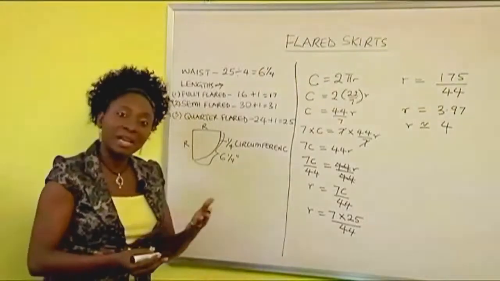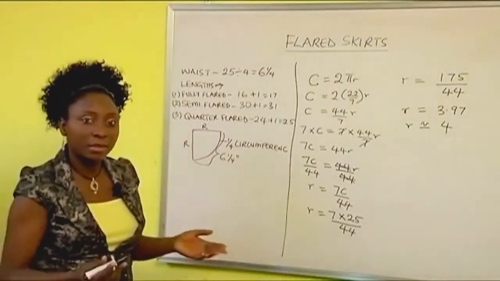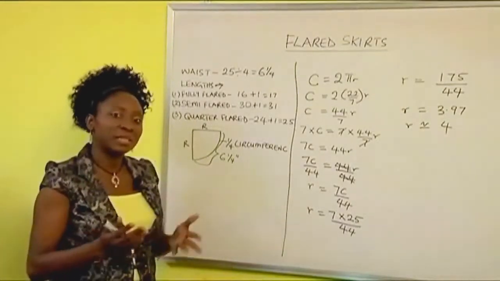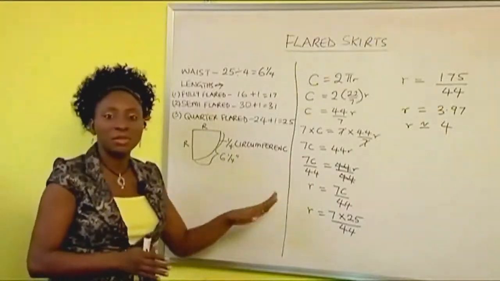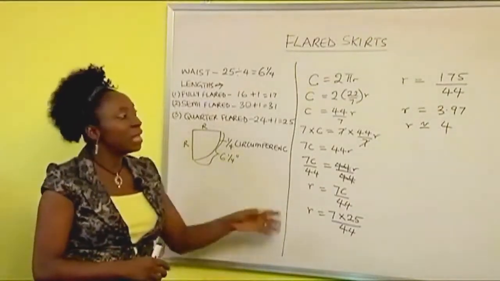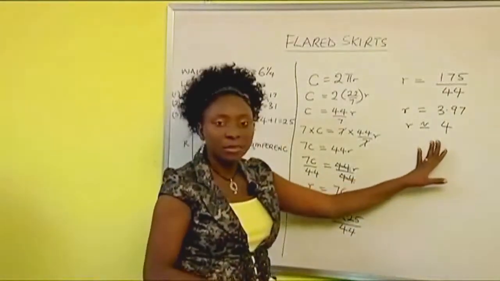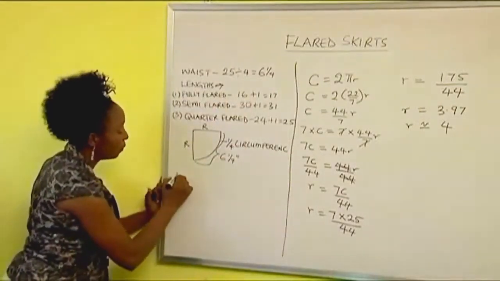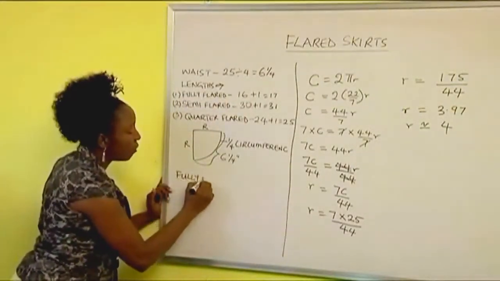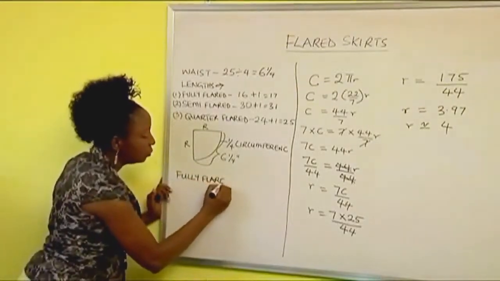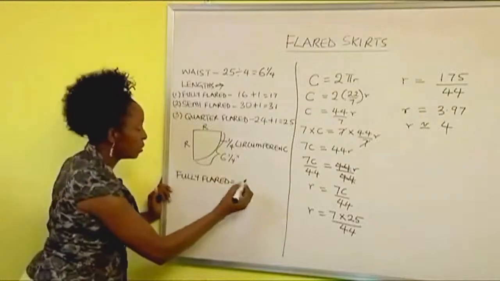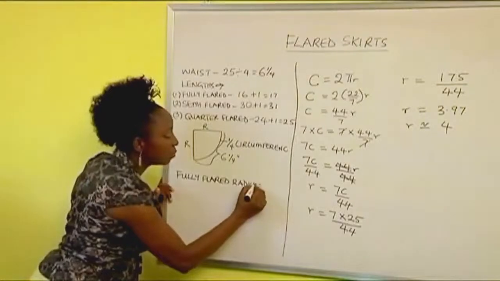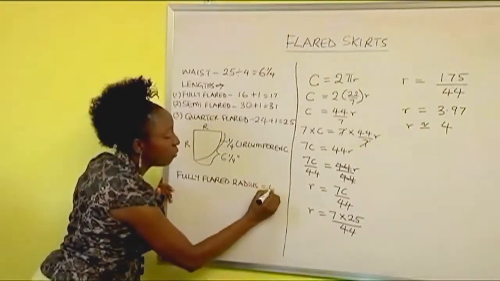But I can tell you, you can actually try to do trial and error. That's a gauging method where you just try and gauge it out. I'll show you that on the table so that you'll understand how to gauge. But I would rather that we stick to the mathematical method. So now that we have already calculated our r, this is 4 inches. So if you look at it very well, for our fully flared skirt, our fully flared radius is 4 inches.